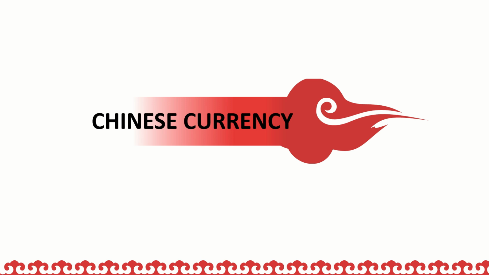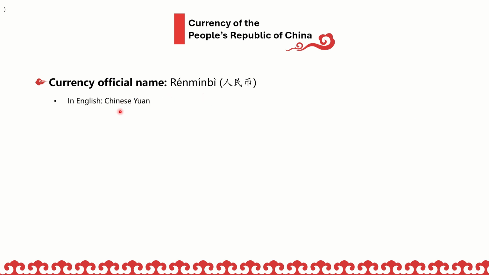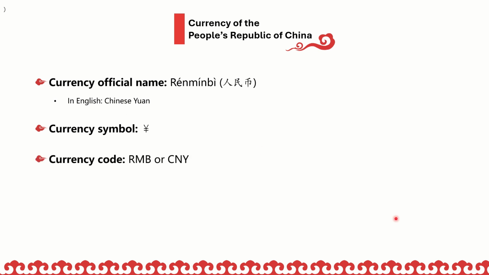Today, we'll be learning all about Chinese currency. The currency of the People's Republic of China is officially called 人民币. In English, we usually call it Chinese yuan. The currency symbol is a Y with two lines through it, and there are two currency codes. There's RMB, which stands for 人民币, and there's CNY, which stands for Chinese yuan.